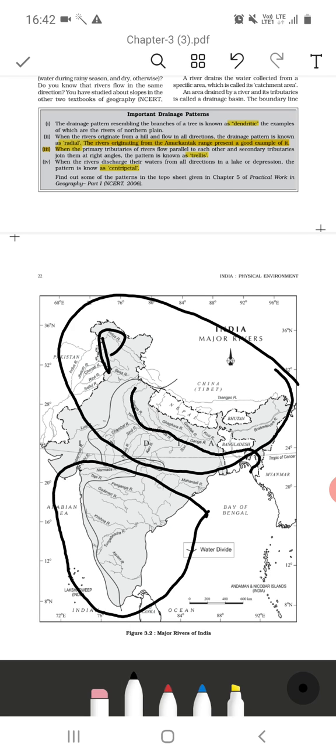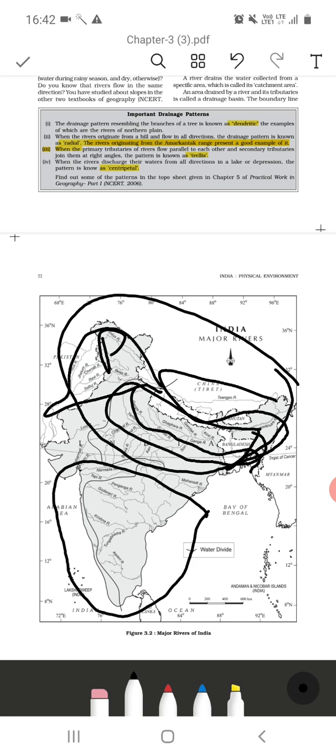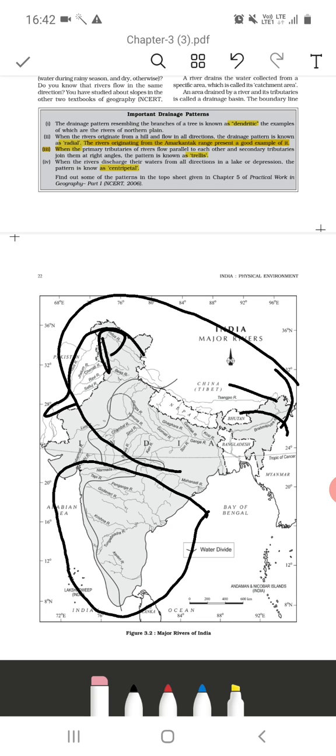These Himalayan rivers are comparatively longer, and they are serving a large landmass, like Ganga, like Brahmaputra, like Indus. So they are flowing in a large area. Then there are many tributaries for these rivers. So this is about Himalayan drainage system.